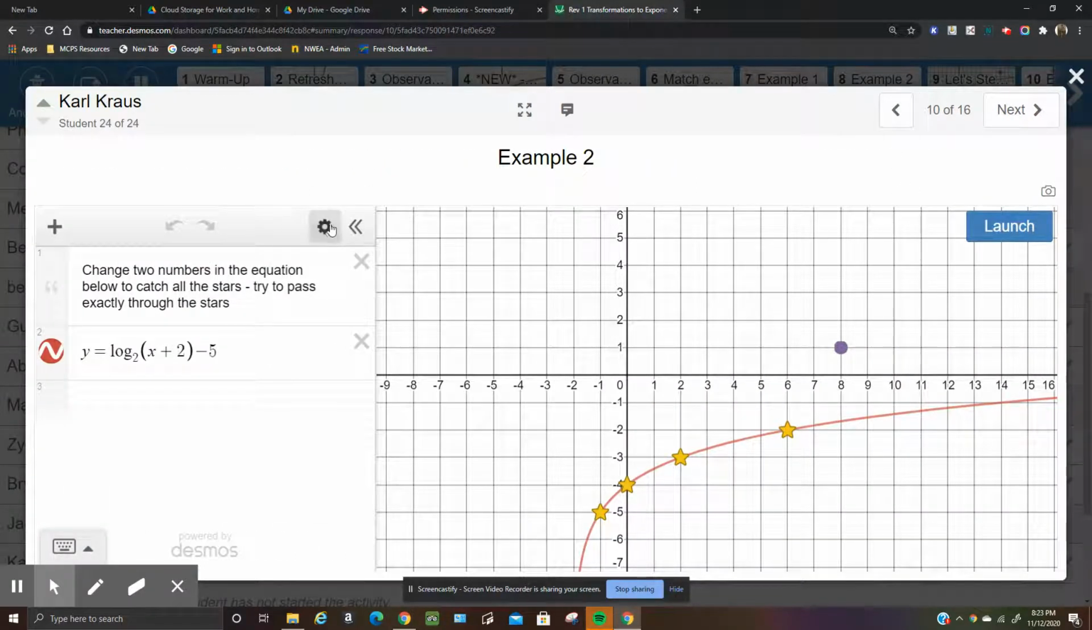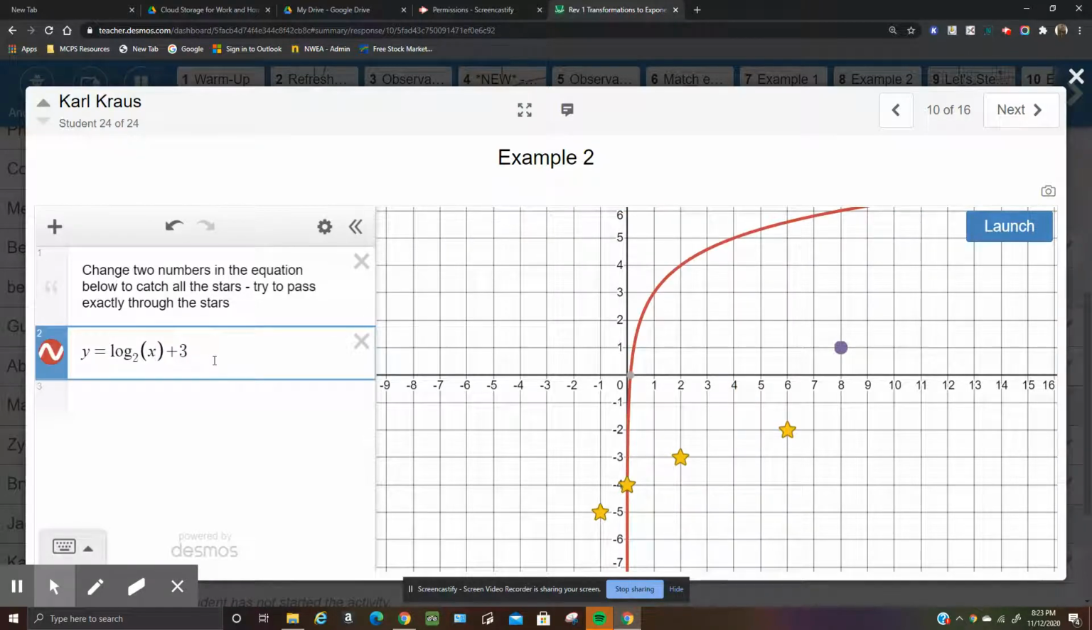And then 10, let's reset this here. So it looks like we want the asymptote to be right here. So if I put a +2 in there, and then we want to move it down. There we go. +2 in the parentheses makes this the asymptote, and then -5 moves it down 5.